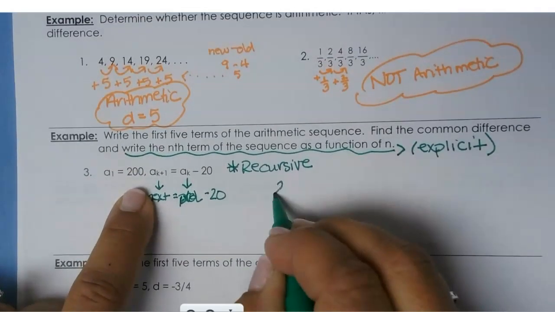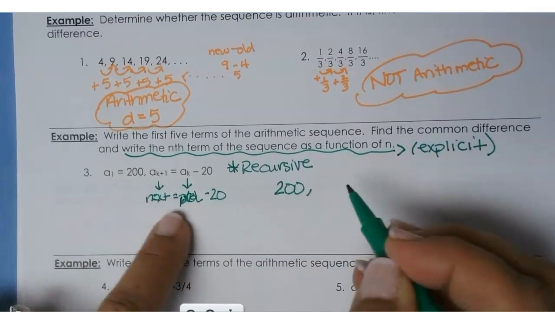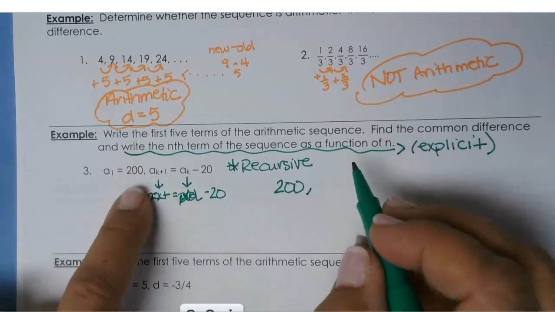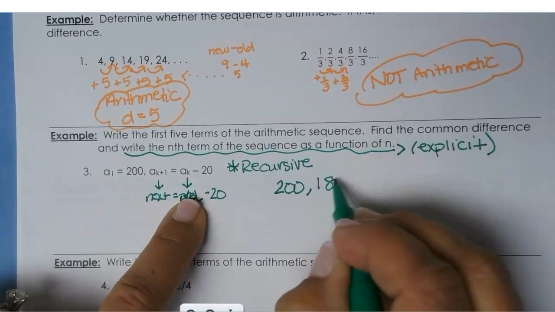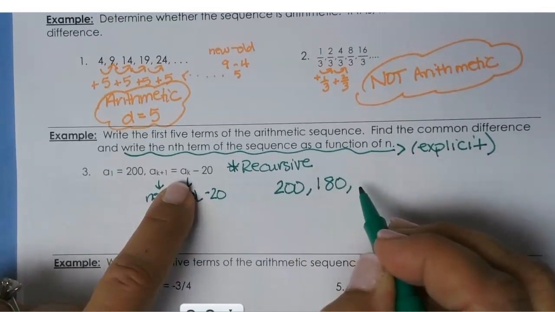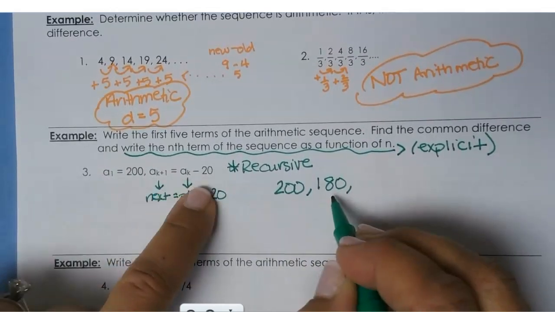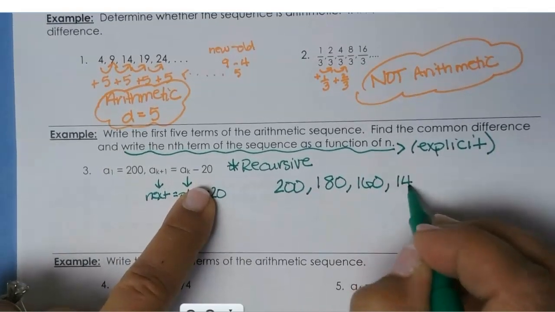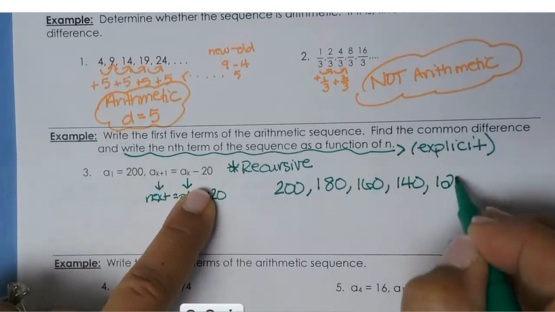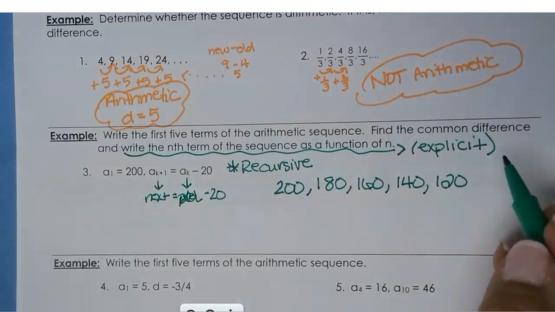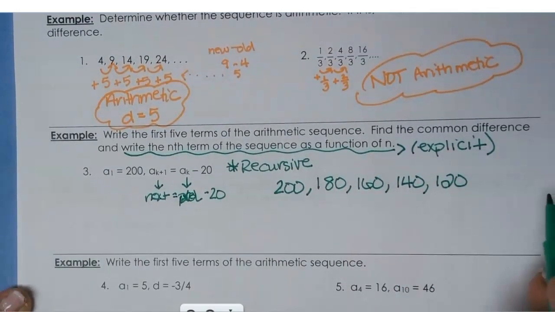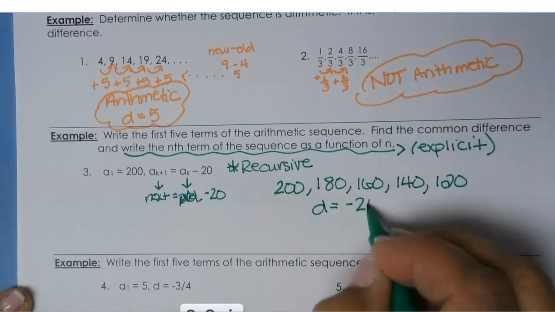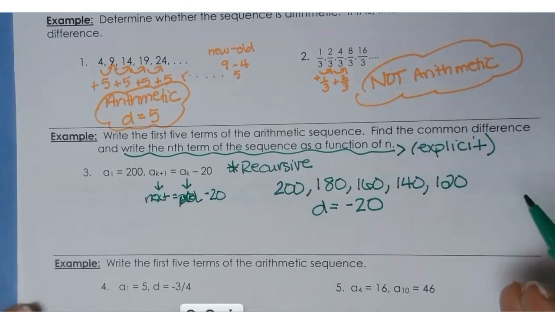And so what we're going to do to find the first 5 terms is start at 200, and now we're going to take that old term and subtract 20 from it. So 200 minus 20 would be 180. Now a sub 3, we take a sub 2 minus 20, so 160. Subtract 20 again, 140. Subtract 20 again, 120. And again, because we always subtracted those each time, that means that our common difference is negative 20.